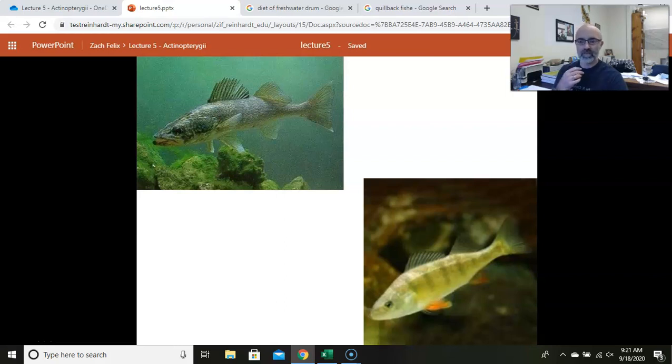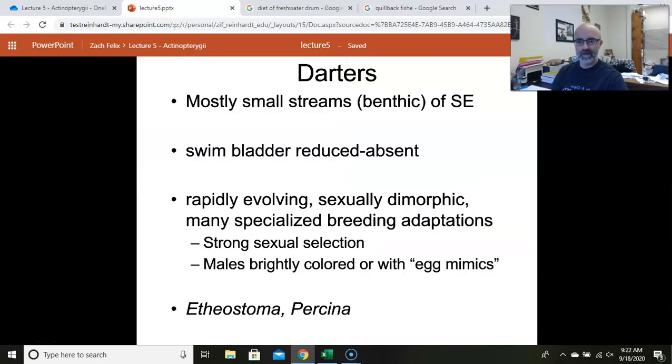These are the larger ones. This is more from where I'm from, the walleye and the yellow perch here. These live in big rivers and in lakes, right? But here we're looking at some of these darters, small streams, right? They live in fast-flowing, high gradient streams. So having that swim bladder that keeps you high in the water column would actually be a hindrance because you'd be floating away all the time, right?